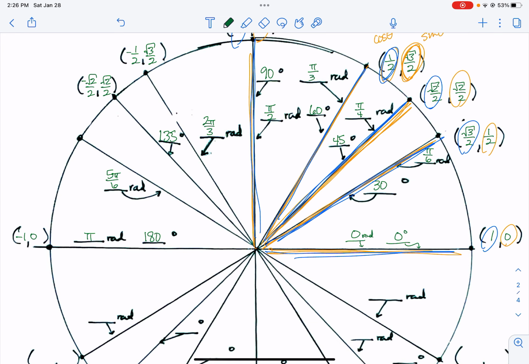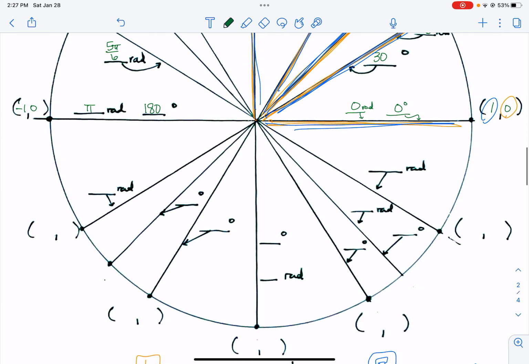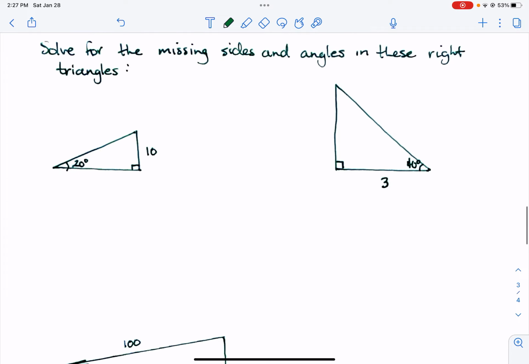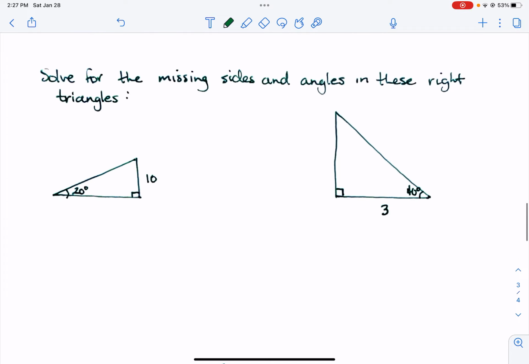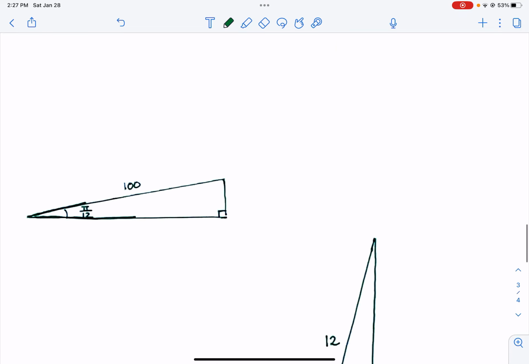So I don't want to fill out the whole thing. I'll leave some to you. Again, you'll see the solutions later. Let's move on to this next page over here. So solve for the missing sides and angles. I'll probably do one triangle with degrees, one triangle with radians right now.